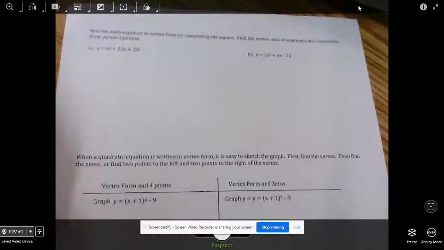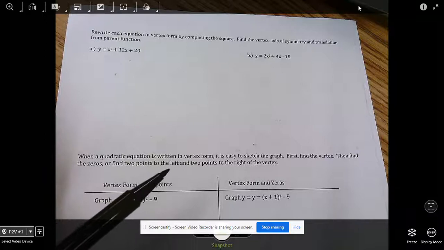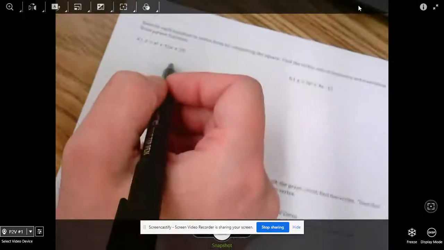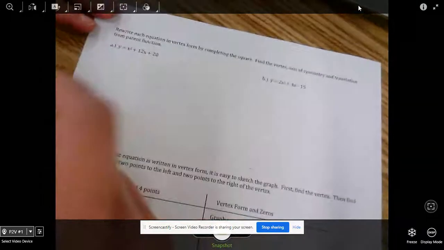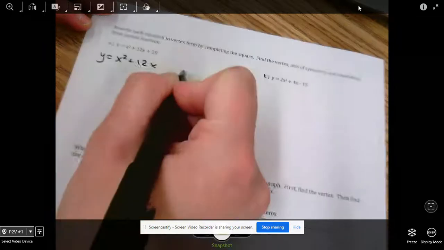All right, here it says, rewrite each equation in vertex form by completing the square. Find the vertex, axis of symmetry, and translation from the parent function. So part A, you need to put a new constant in there that's going to help you. Oh, I'm so sorry. This document is awful sometimes.